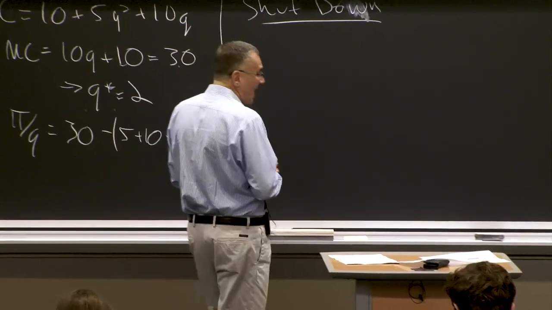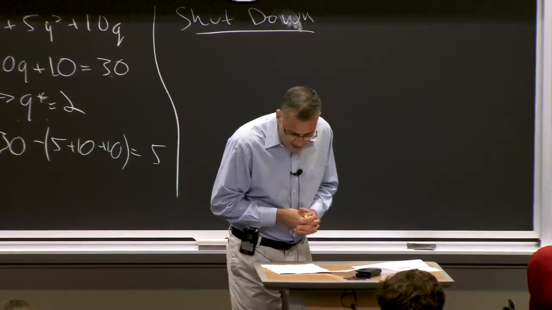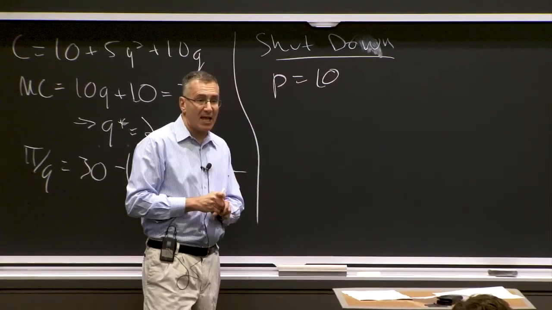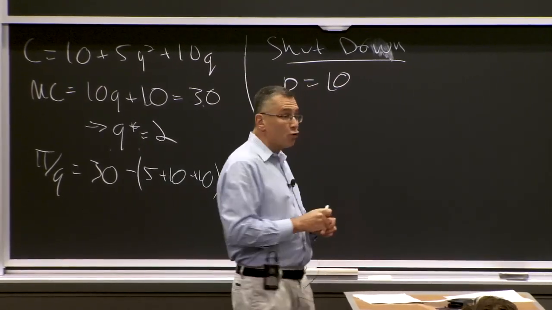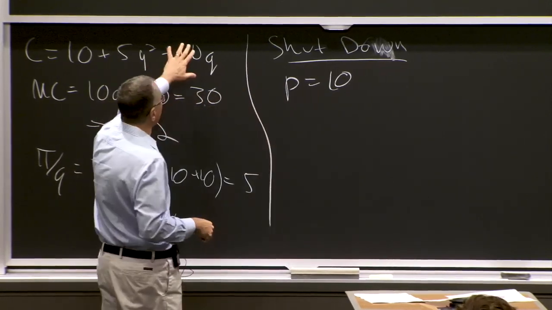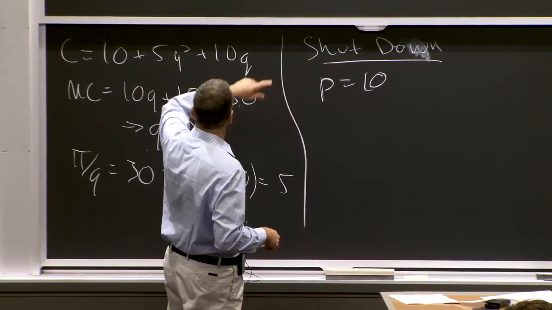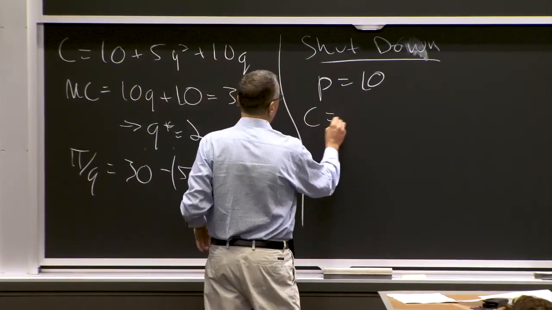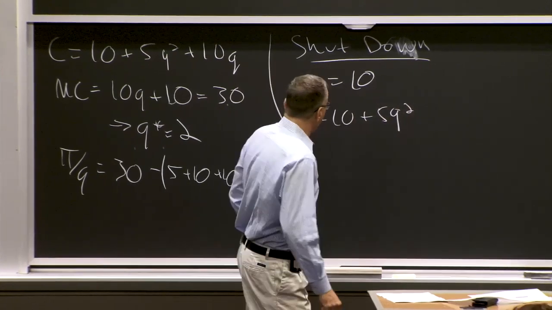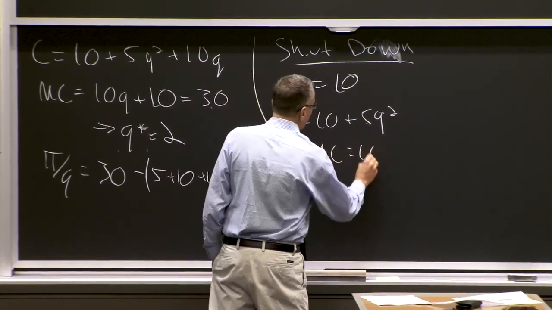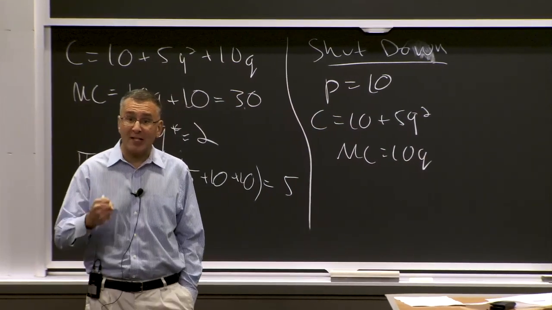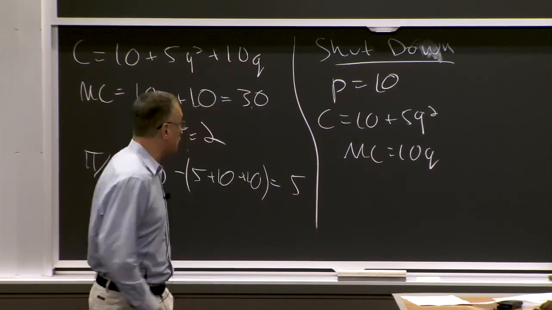So now let's ask, for example, what happens if the price suddenly dropped from 30 to 10? Well, the fundamental profit maximization rule never changes. We're not having the tax anymore. We're back to the original cost function, C equals 10 plus 5Q squared. So the marginal cost equals 10Q. And our profit maximization rule does not change.